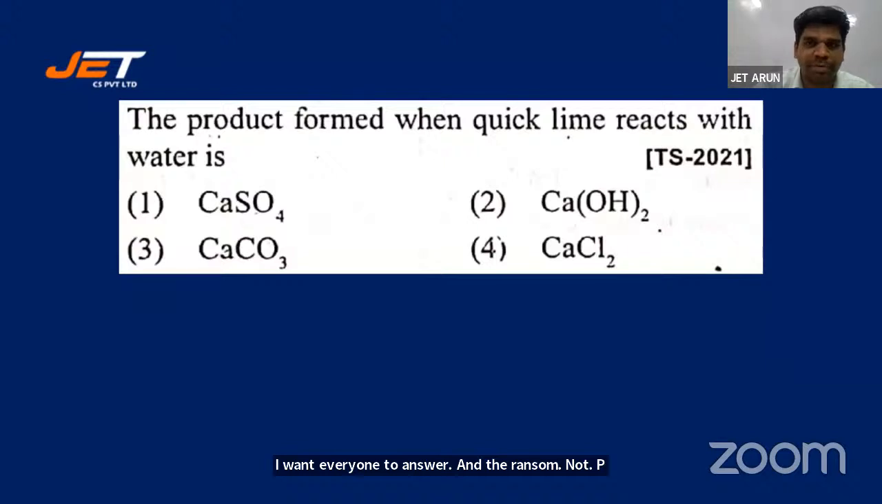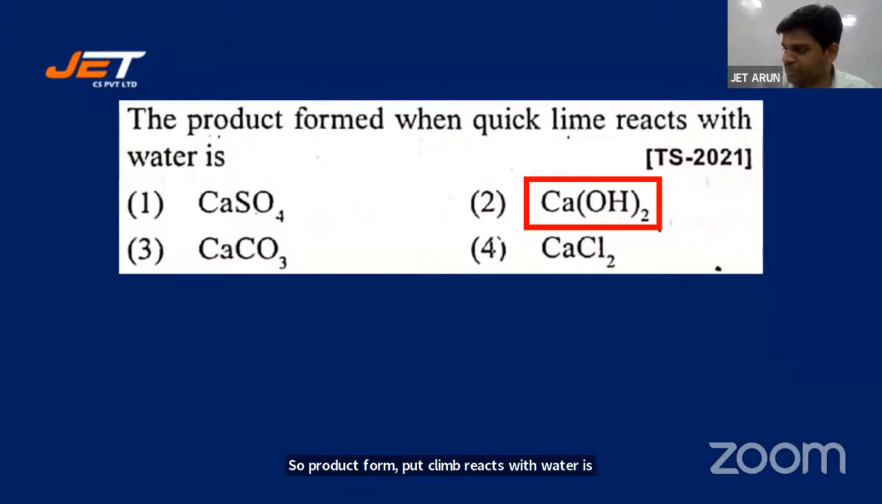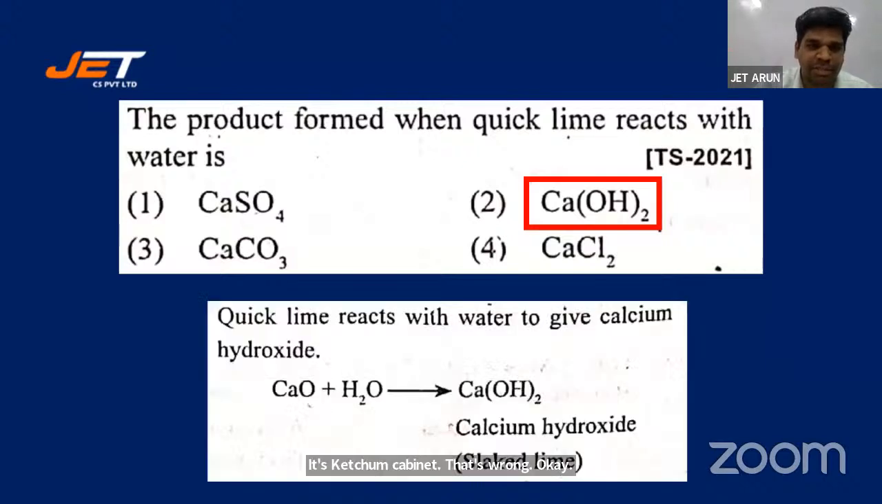So product formed in quicklime reacts with water as Ca(OH) taken twice. All right. Okay. So the ones who have answered 2 is absolutely right. Couple of students have now answered 3. It's calcium carbonate. That's wrong. Okay. Calcium hydroxide is right. Here is the reaction. Quicklime reacts with water to give calcium hydroxide. Quicklime is CaO plus H2O gives rise to Ca(OH) twice, calcium hydroxide, which is also called slaked lime.